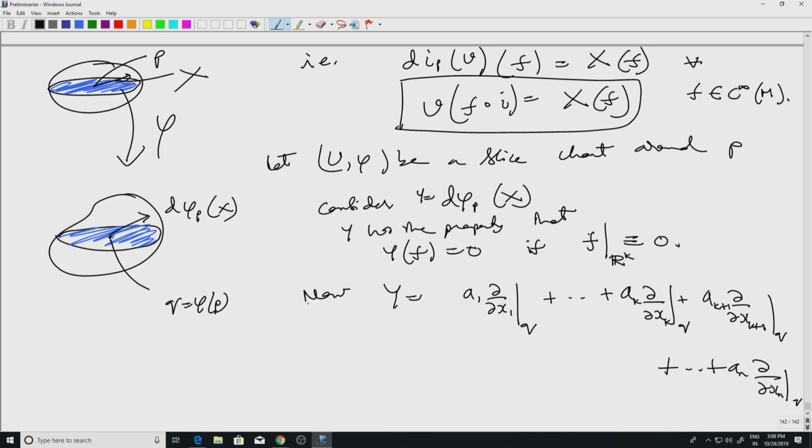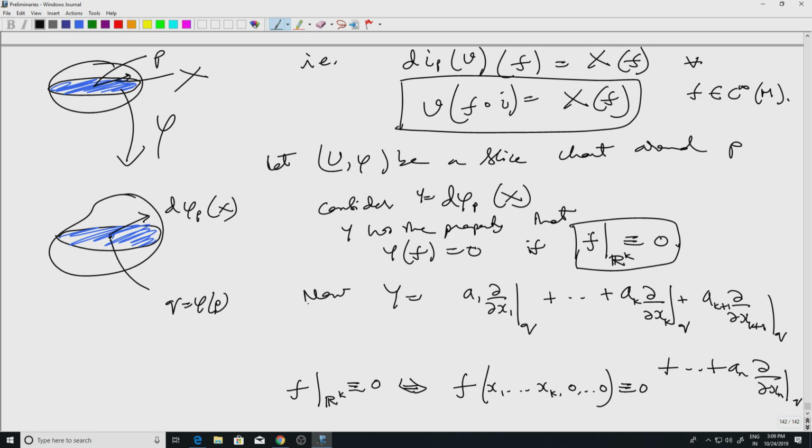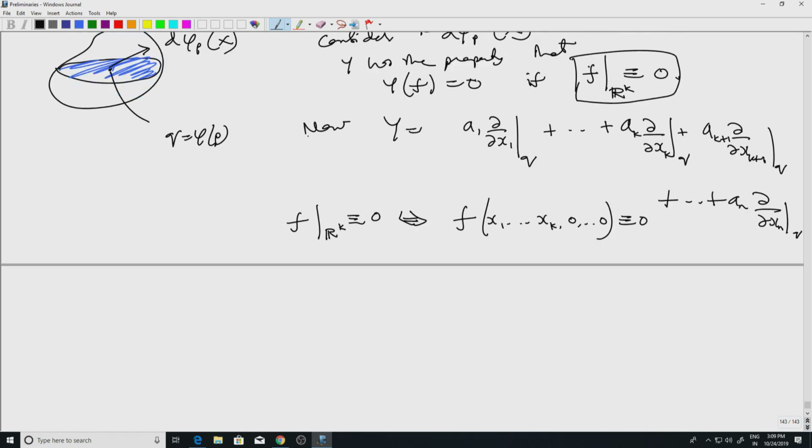Now the condition on Y is that, suppose I start with a function which satisfies this condition: F restricted to R^k is identically 0. It is the same thing as saying that f of, whenever the last n minus k coordinates are 0, so when I restrict to x1, ..., xk and put the rest to 0, this is what restriction to R^k means, an expression of this form is identically 0. So that's what we are told. So if we start with any such function, then we are given the information that Y of f is 0.